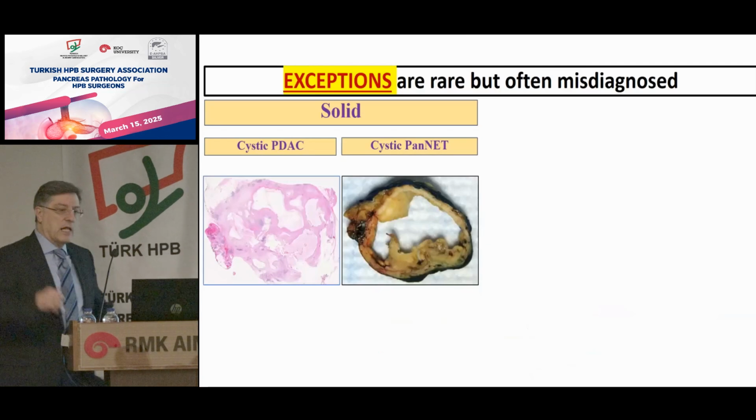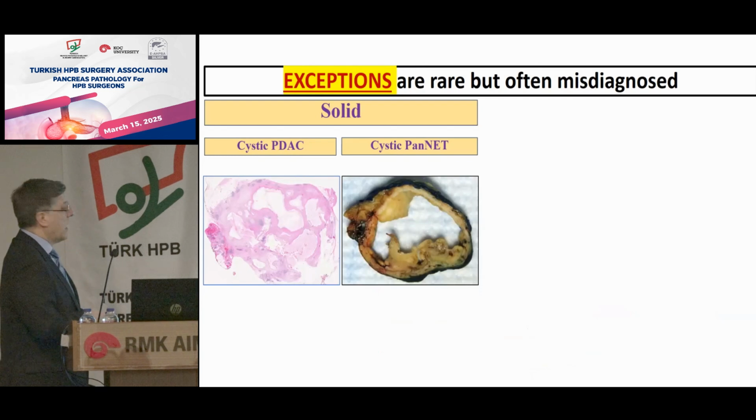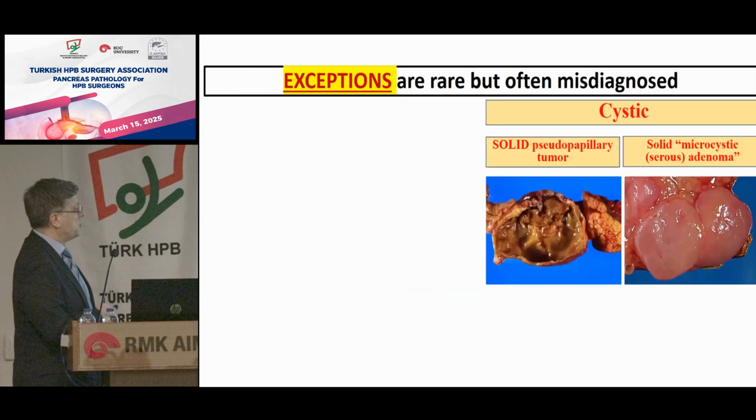Now, this algorithm works really well. It's quite consistent. However, as in anything else, there are also exceptions. There are PDACs. Although most of them are solid, about 3 to 5% can present as partially cystic masses. Similarly, neuroendocrine tumors, about 5 to 10% of them present as cystic lesions.